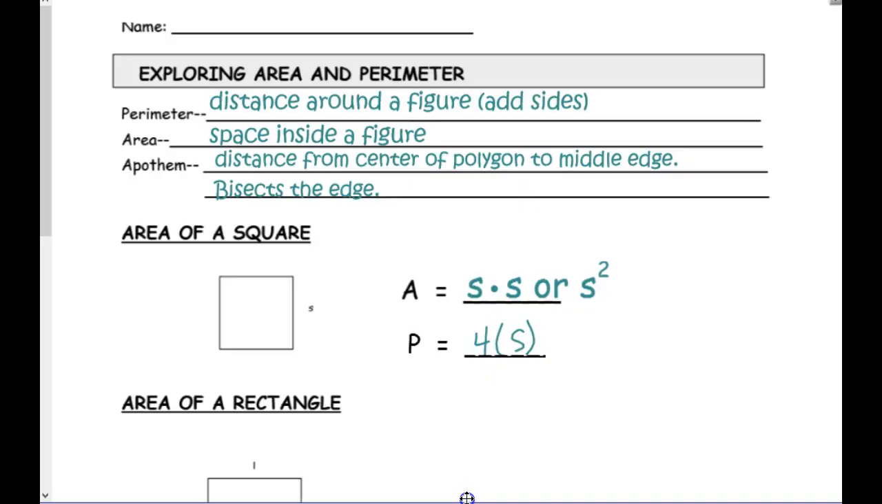Let's take a look at area and perimeter. So on the board, you can see it's in a funky font, but it is what it is. Hopefully you can see that. Let's go ahead and write that down. So I'll give you all a couple minutes to write down the definitions of perimeter and area and apothem. So everyone's writing this down, please. Thank you. Unless you're doing the writing assignment.